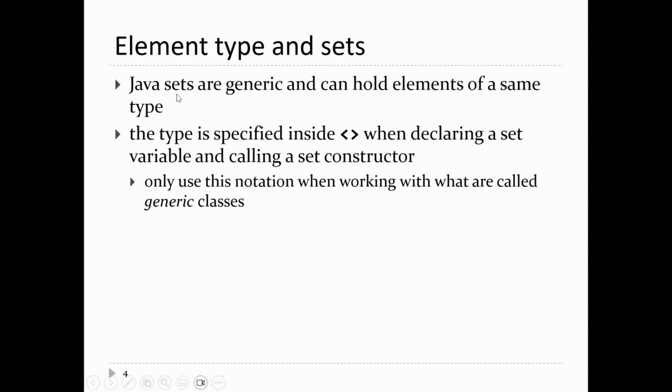Okay, so the set type, like the list type, is generic. So to use the set type, you need to say what is the type of the element that's in the set. So again, you have to use this funny left angled bracket notation to declare the element type.